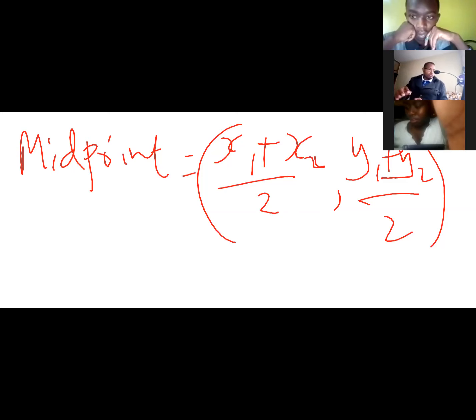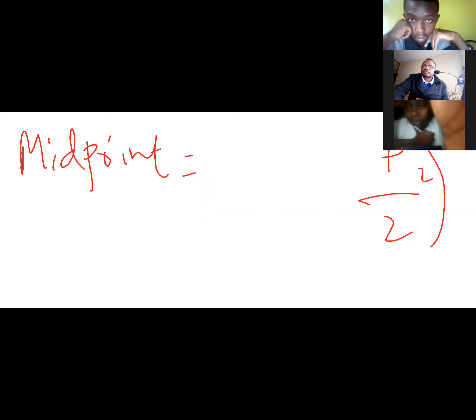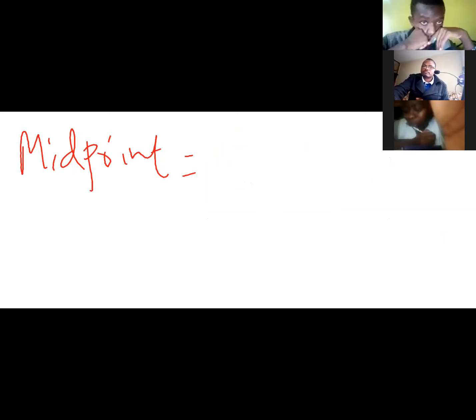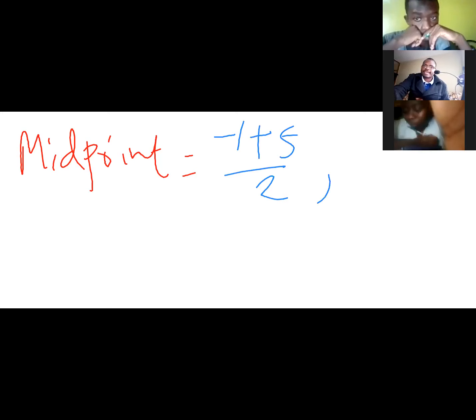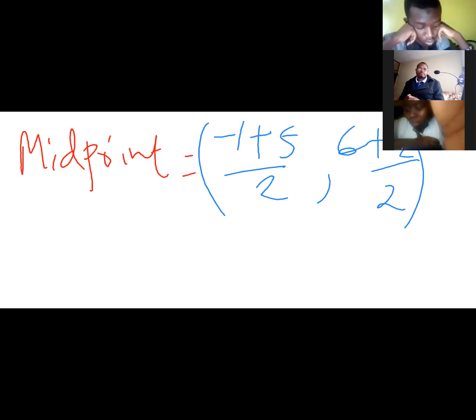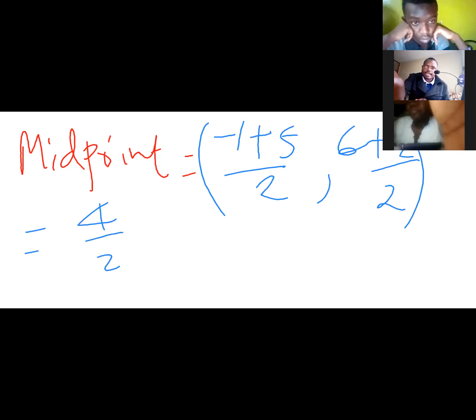So to get that, in our worked out example, we will have -1 plus 5 over 2, bracket, 6 plus 2 over 2, like that. And this will give us 4 over 2.